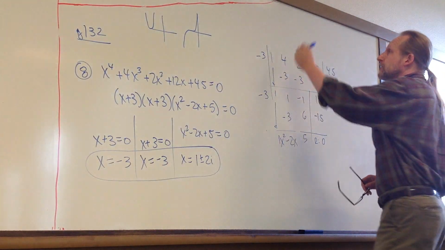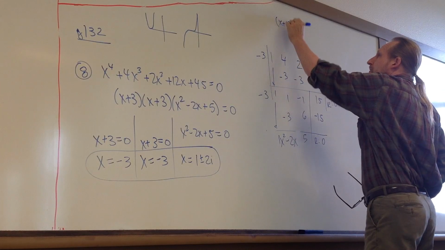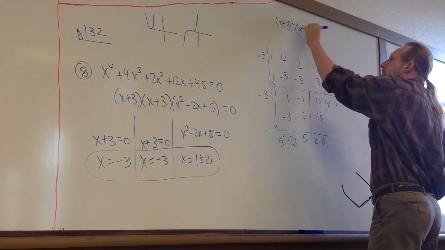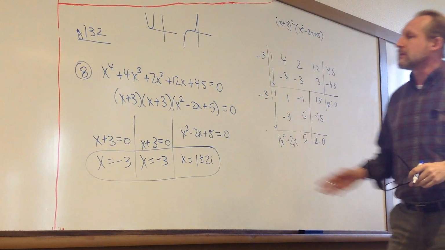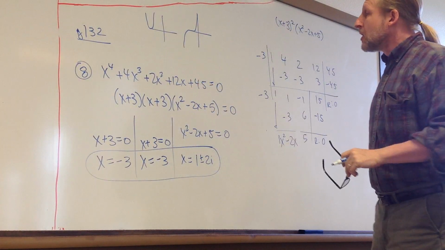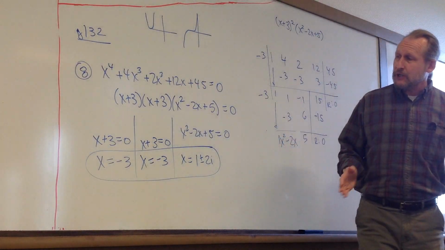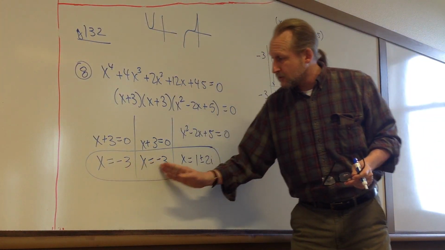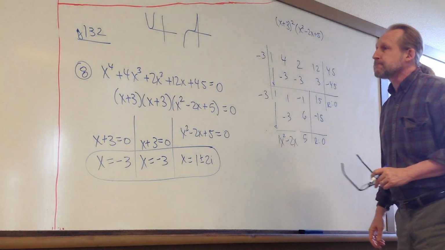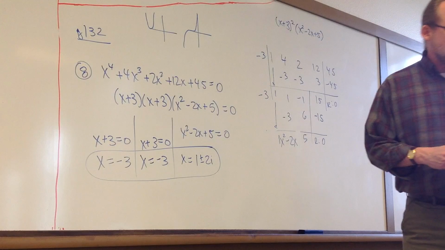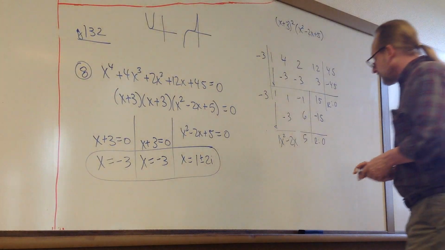You could also write this factorization x plus 3 squared times x squared minus 2x plus 5. There's nothing wrong with that. That says the same thing that this does. So in terms of answers for these questions, what I'm looking for is the roots and the factorization. Okay? All right. Now let's go back and look at problem 7.